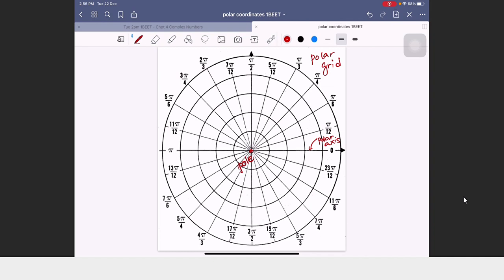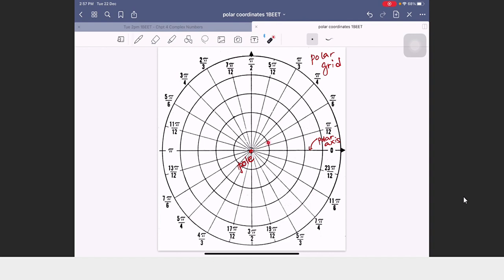So if you compare with your rectangular grid, the pole is the same as the origin. The polar axis is the same as the positive x-axis. And all these circles actually represent distance. Distance from the pole. That is r.